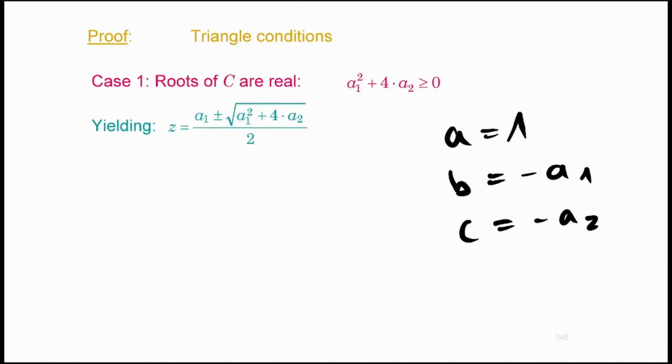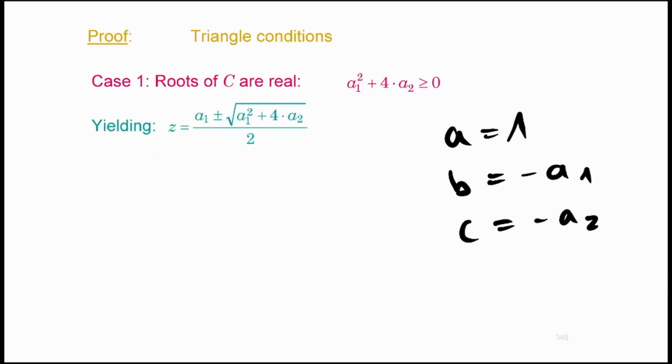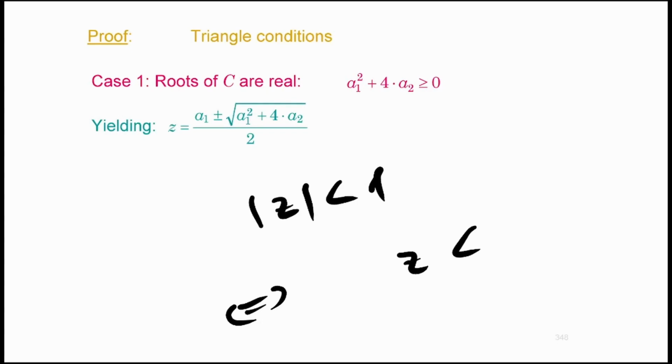So if you put these together, this is going to be the solution of the quadratic equation, for which C is equal to 0. So that's going to be the root of C then. And that must be inside the unit circle. So I'm going to examine when that is the case. When is the root of Z inside the unit circle? That's the case if the absolute value of it is less than 1. So this implies that Z is going to be between -1 and +1.